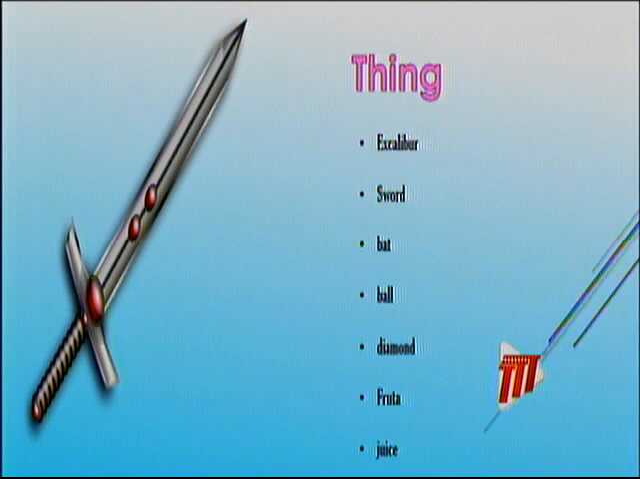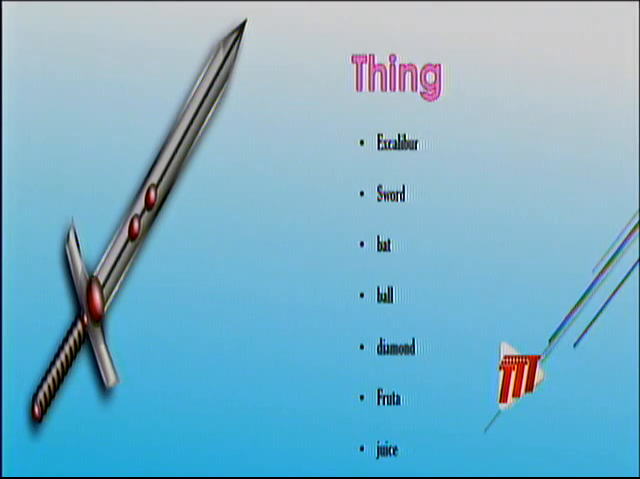The last major thing that a noun can be is a thing. So what we have here is a nice picture of a sword, and that will form the basis for one of our things. So we have Excalibur on top, which is the name of a famous sword in history. We have sword itself. We have a bat, so not the bat that flies around, because that would qualify as an animal, right? So we have bat like a cricket bat. We have ball, we have diamond, we have fruiter, which is a juice, and we have juice by itself.